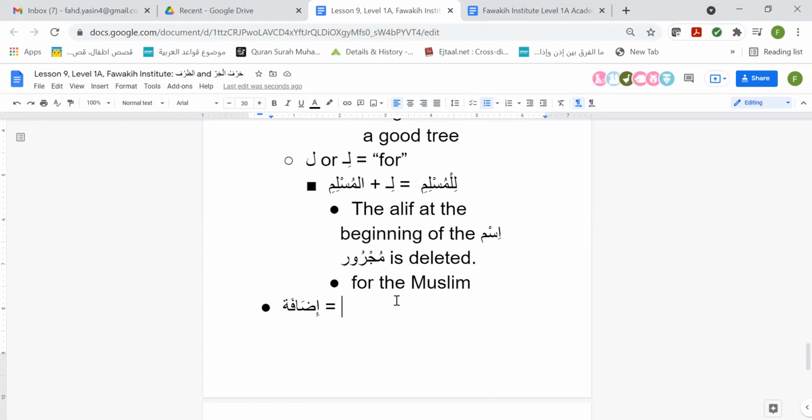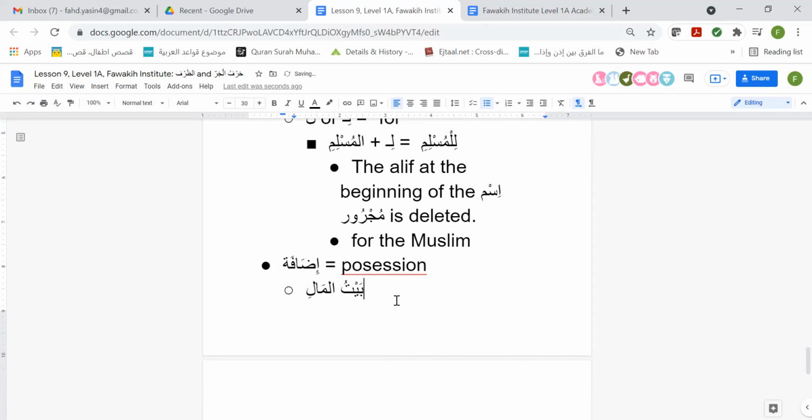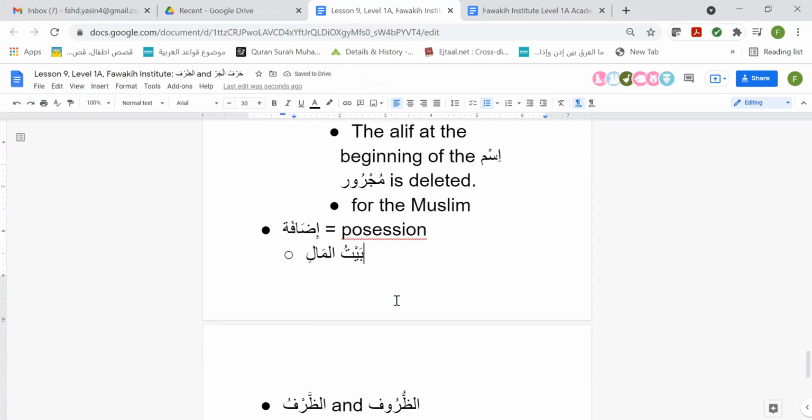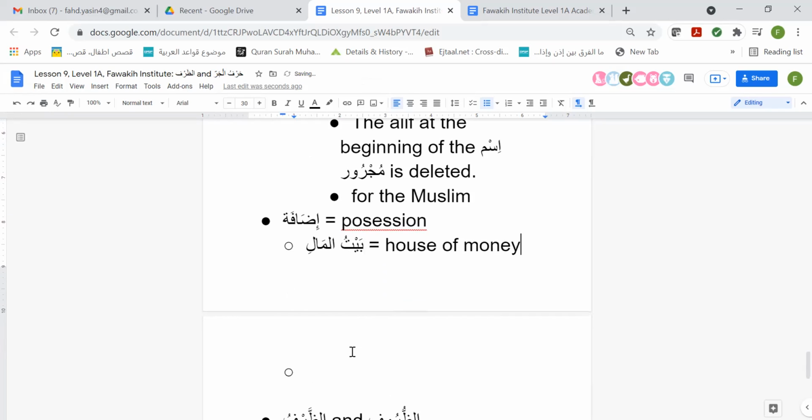Idafa means possession. Let me give you an easy example that you're probably used to seeing. Baytul Mal. I'm sure you guys have seen this used. It's a common charity organization, right? Baytul Mal literally means house of money.